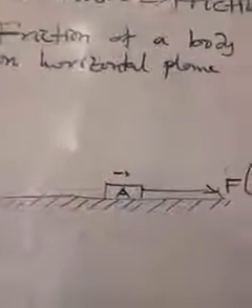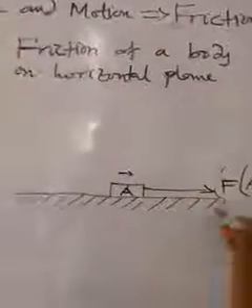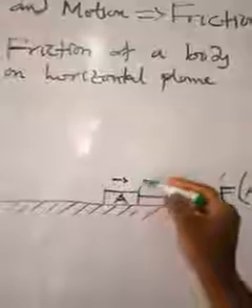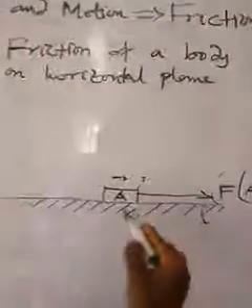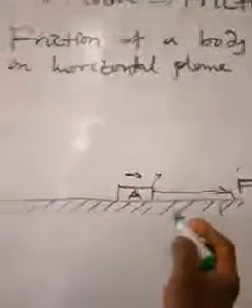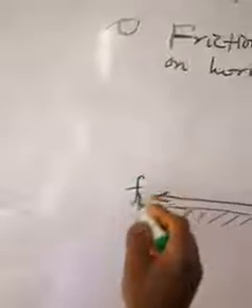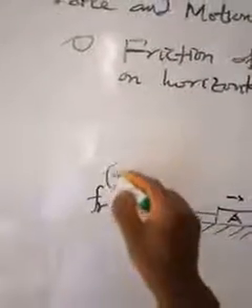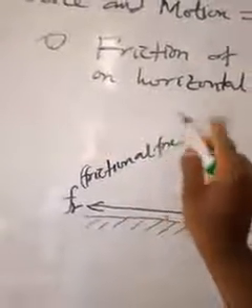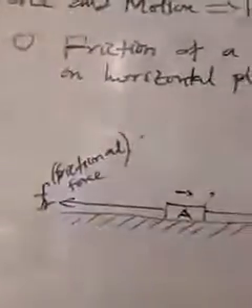Then, according to the definition of friction, when the two bodies are in contact, this is the first body, which is representing the surface. Then this is the second one, which is another body, and you can see they are in contact with one another. Now, when this force is applied to this body, there is something that's going to happen. We are going to have frictional force. According to the definition, frictional force opposes relative motion. This is frictional force.